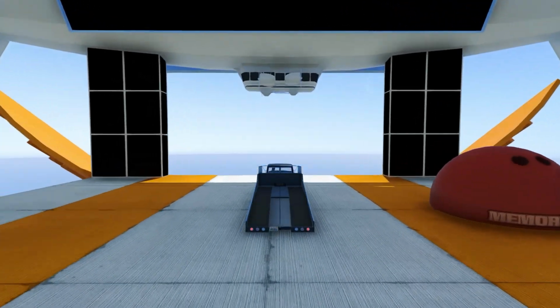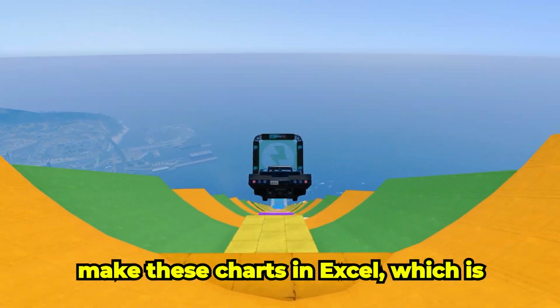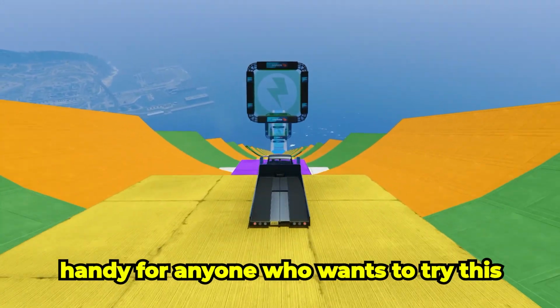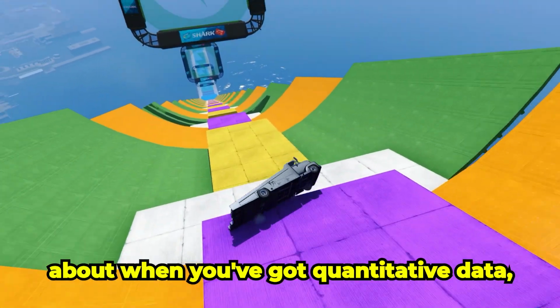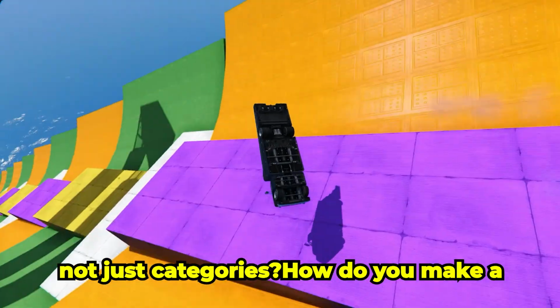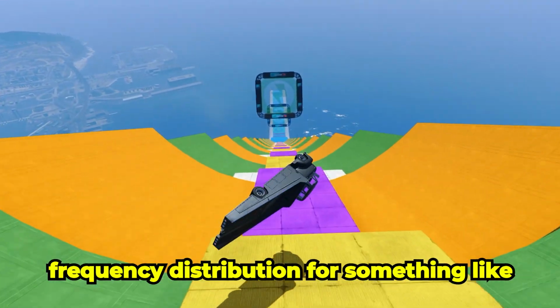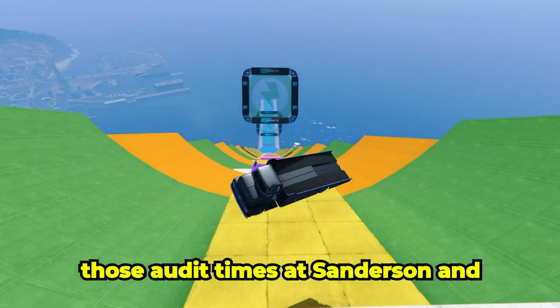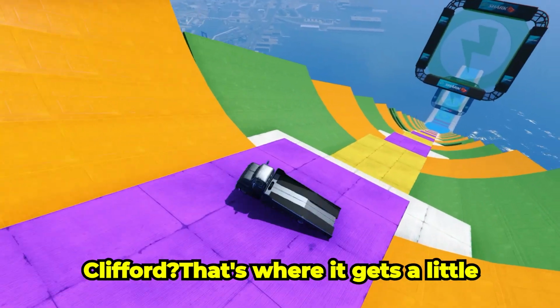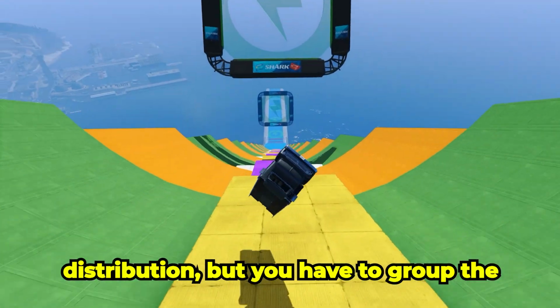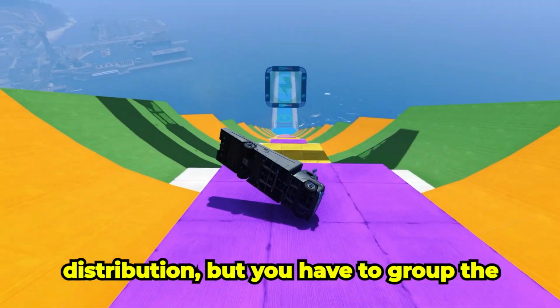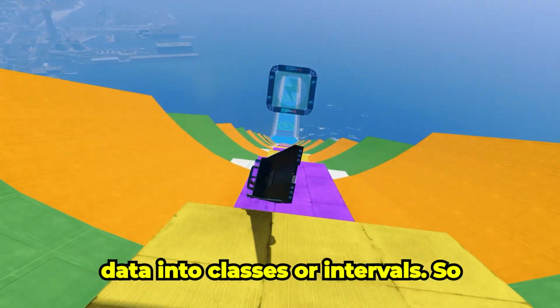I could see that. Now, Chapter 2 also talks about how to make these charts in Excel, which is handy for anyone who wants to try this stuff out themselves. Right. But what about when you've got quantitative data, not just categories? How do you make a frequency distribution for something like those audit times at Sanderson and Clifford? That's where it gets a little trickier. You still use a frequency distribution, but you have to group the data into classes or intervals.